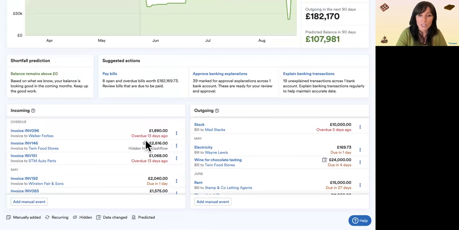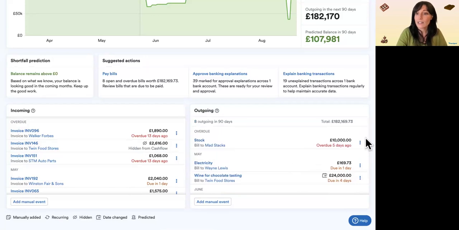We can see here also that this has now got a crossed out eye icon to show that it's hidden. And there's a few other icons here just to explain a little bit more about each transaction. Looking at the outgoings, here we've now got stock. So I bought a bunch of stock from Madstacks. And I've just realized it's overdue 5 days. So that's poor show for me. I really need to pay that.